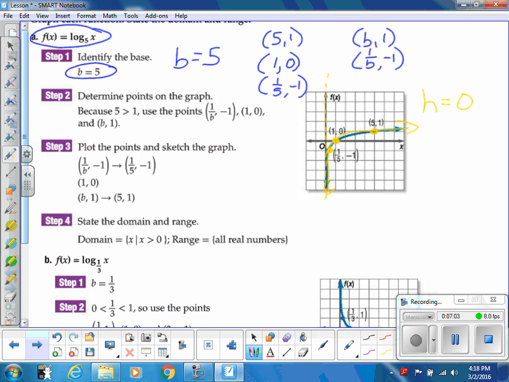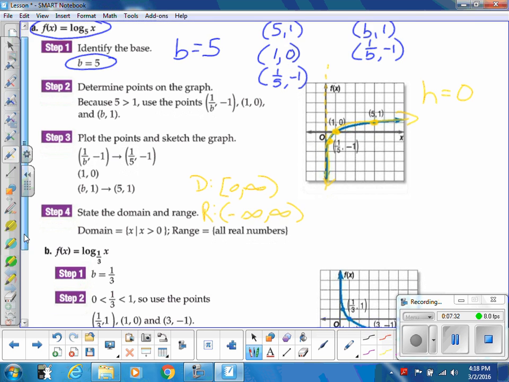It's as simple as that. And again, if you want your domain, it is going to be everything from 0 to positive infinity, because it's on the right side of the asymptote. And my range is going to be negative infinity to infinity. Okay? So, again, this is one where my b is larger than 1.